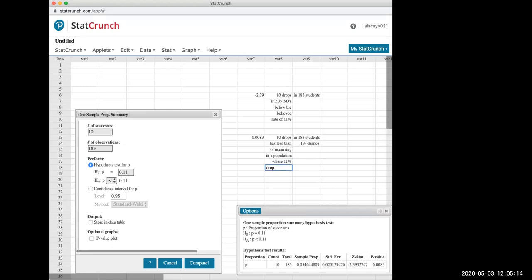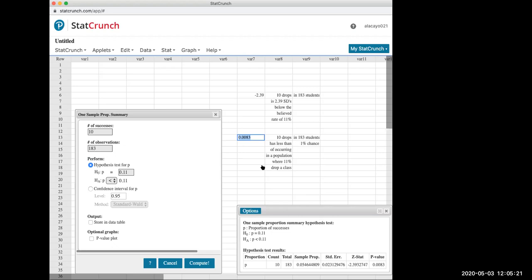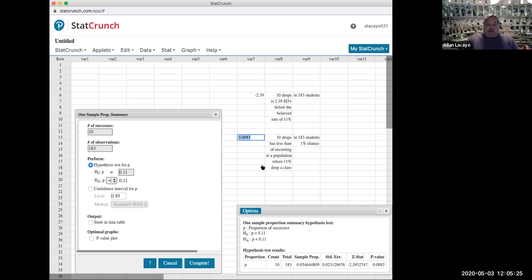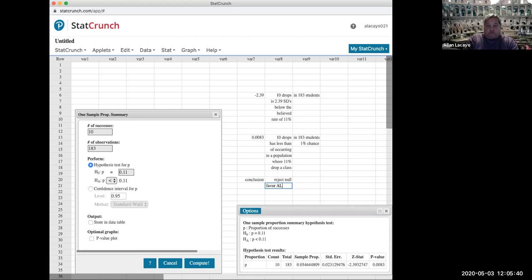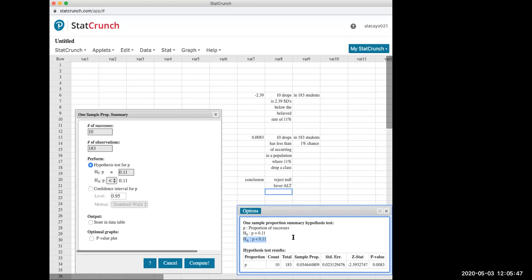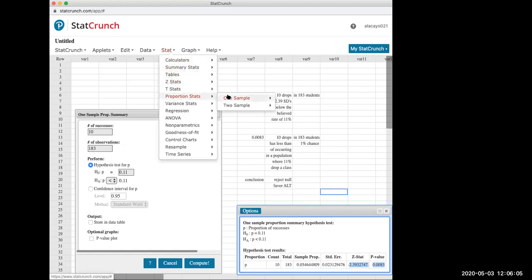drop a class. In other words, it's nearly impossible that the data came from a theoretical population like the null hypothesis. So therefore you reject the null, and you favor the alternative. You favor this theory because the data is more consistent with the drop rate having really fallen. Okay, so I'll leave all those positions there so that you can interpret these two results over here. And this all comes from Stat, Proportion Statistics, One Sample with Summary.